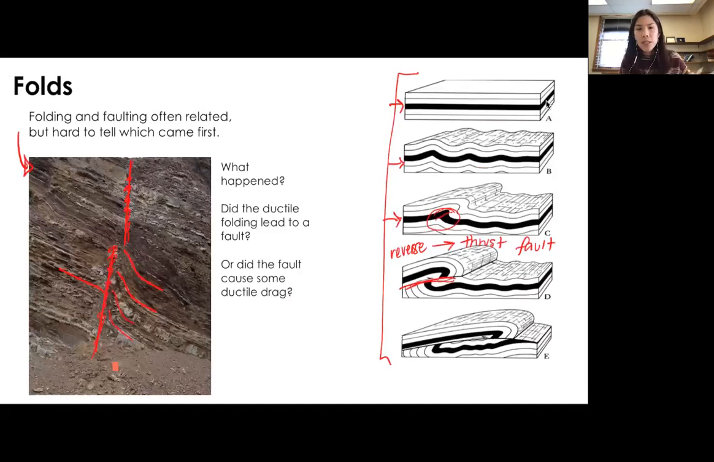So what happened? Did we have folding, some ductile deformation, that then led to brittle deformation? Or did we have brittle deformation and fault movement and fault drag? That is something that is common along faults, is that fault movement may drag some of the layers with it. And so you get these small scale folds associated with a fault. So in this case, on the picture on the left, we actually don't have an answer for which came first.